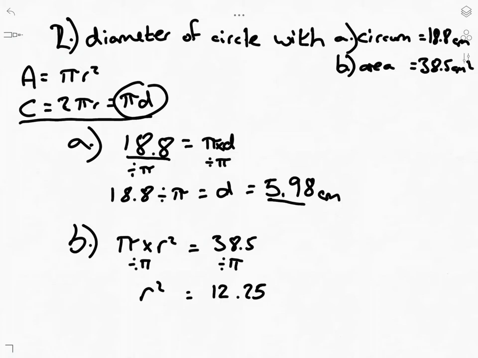And then to get rid of a squared, we have to square root both sides. So r is going to equal the square root of the answer we just got. So the square root of that, 3.500. So that's perfect. We can just leave that as 3.5 centimeters because it's the radius. And that's it for that topic, really. You just have to be able to go forwards and backwards.